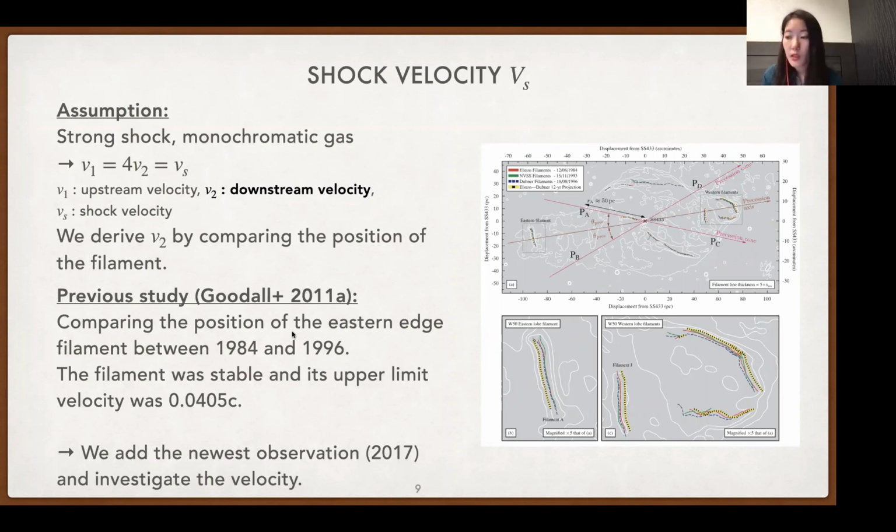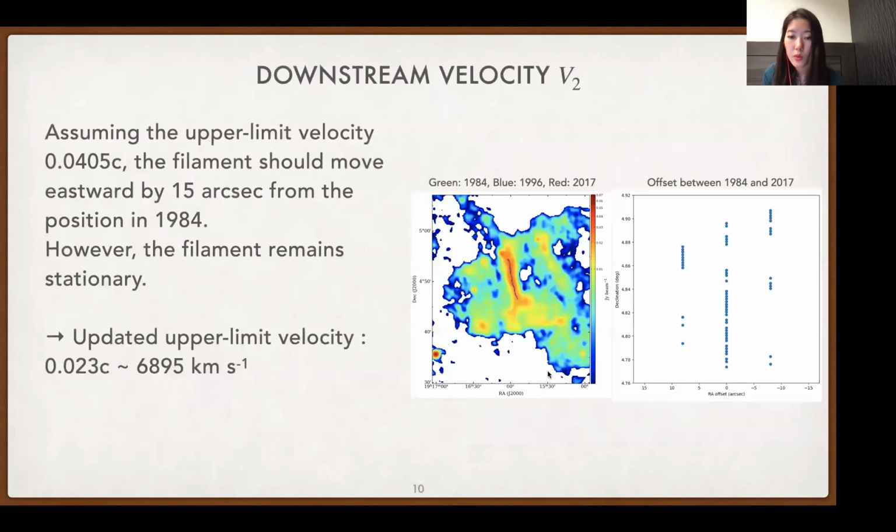There is a previous study, Goodall et al., and they investigated the position change between 1984 and 1996. However, there is no significant change, and these filaments seem to be stable. The right panel shows their result, and the yellow and black line shows the expected position moving during the 12 years, but the blue, red and green filaments show the past observation, and these filaments don't show any move, and they seem to be very stable.